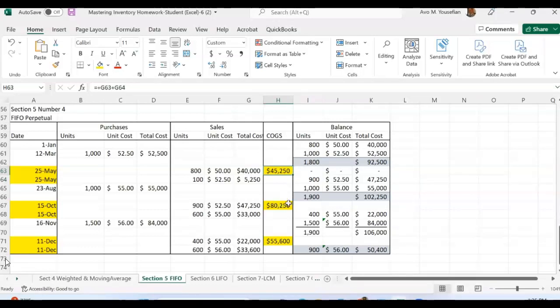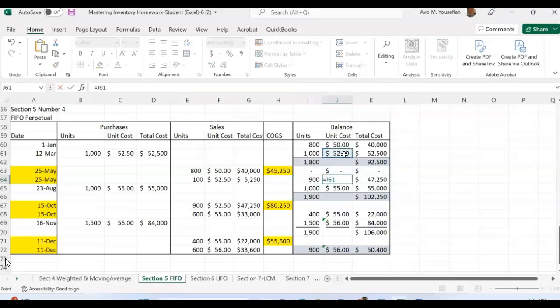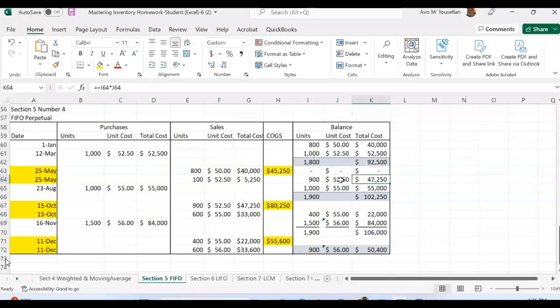Got it? Now, what is left at that point? At that point, you have 900 left. That means 1,000 minus 100 equals 900, right? So far, so good. 900 left. And what's the cost? The cost is $52.50. And that's the dollar amount: 900 times $52.50.